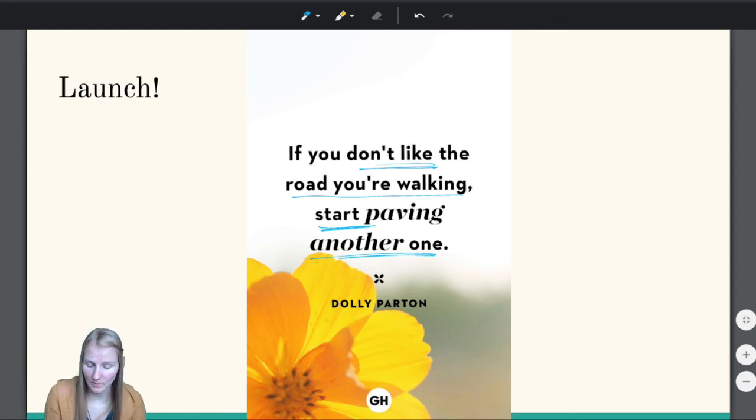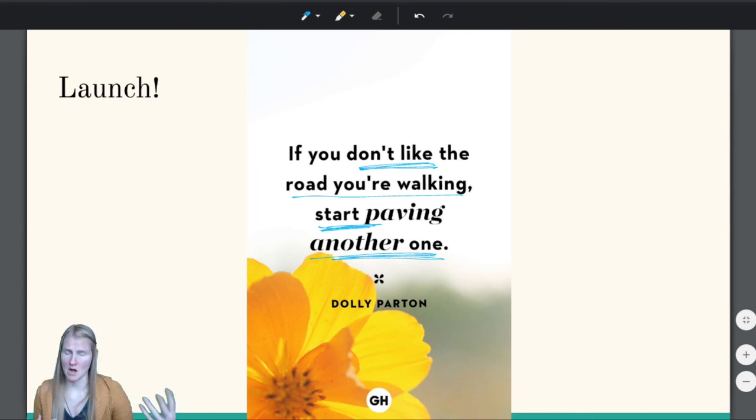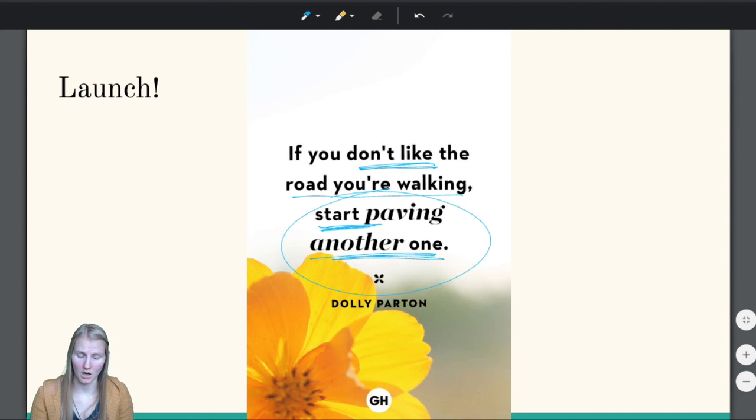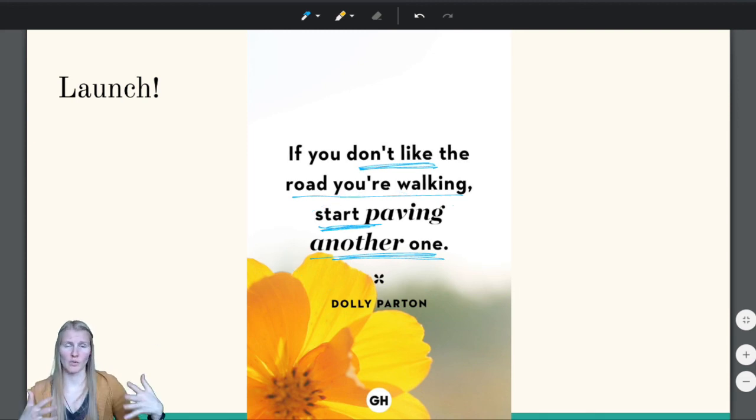So if there's something that you don't like about your life, you don't like being stressed out with homework, start paving another road. Find another way to organize your homework. Find another way to get it done in a shorter amount of time or on a better schedule so that you're not stressed out. If you don't like how your friends are treating you, go find new friends. Or put some boundaries around that says, hey, I can be friends with you if you don't treat me this way. I need to be treated this way in order for me to be friends with you.